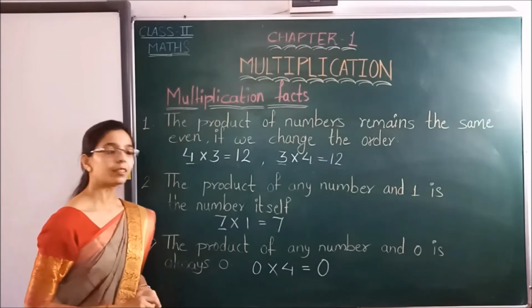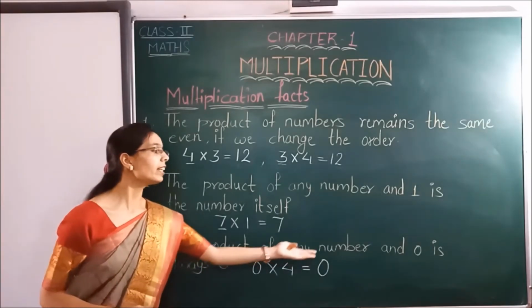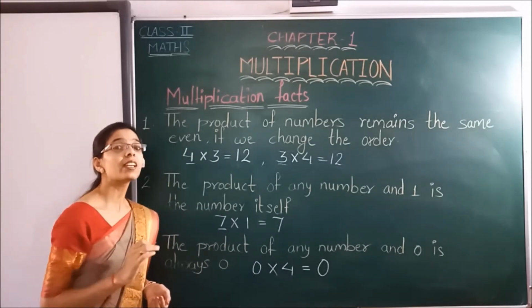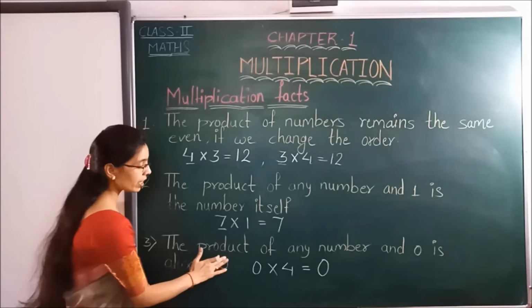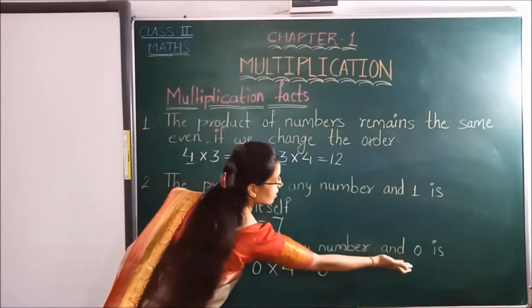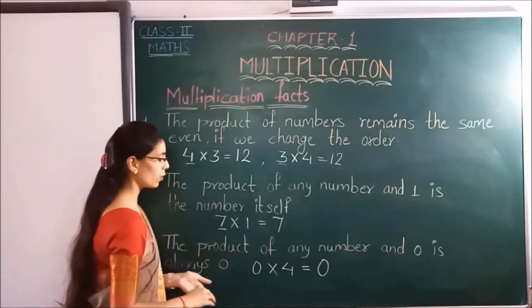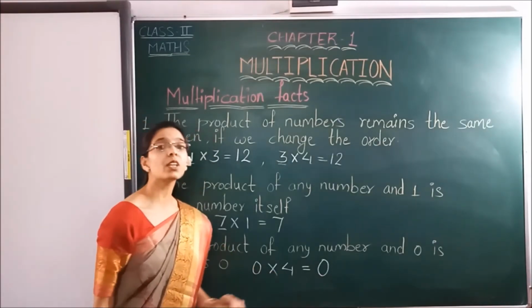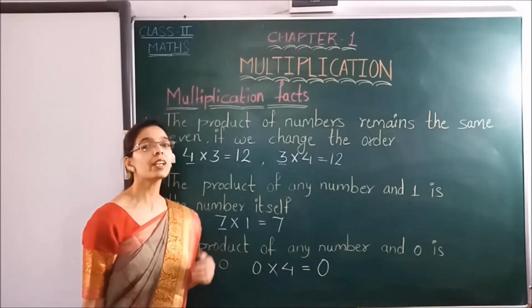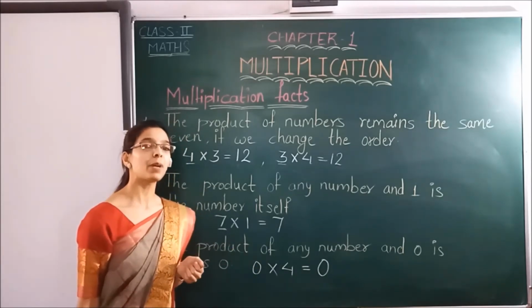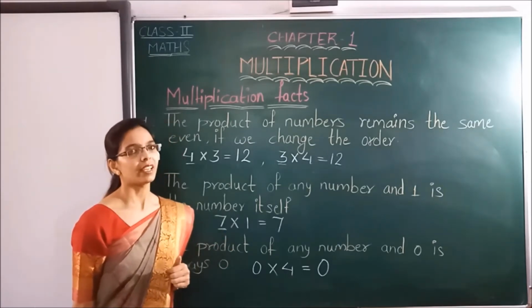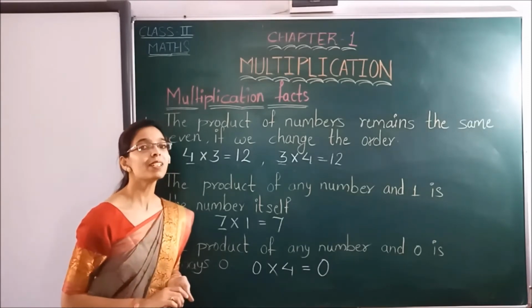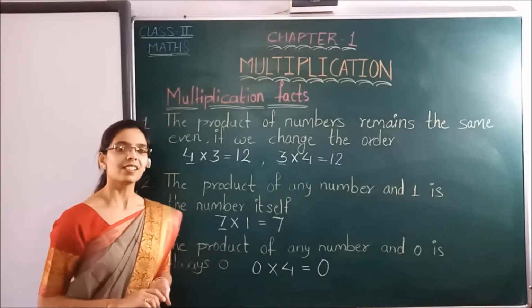Okay, see third, the product of any number and 0. The product of any number and 0 is always 0. Like 0 multiplied by 4 is always 0. Like 0 multiplied by 2 is 0. 0 multiplied by 5 is 0. Like this. Okay. So what is our third fact? That the product of any number and 0 is always 0.